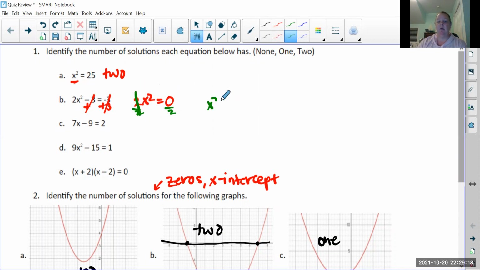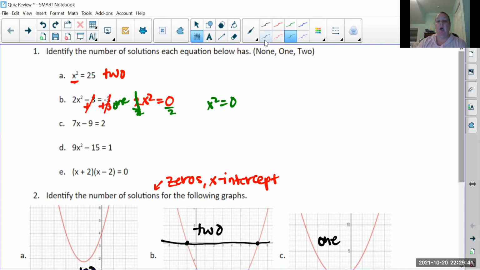So this is x squared equals, and 0 divided by 2 is 0. Now when I think about x squared, what number times itself is going to give me 0? The only answer for this one is 0. There is no positive 0 and negative 0, so this is the one that only has 1 solution. Anytime we get an x squared equals 0, it's because 0 is the only number that doesn't have a positive and a negative version of that number.